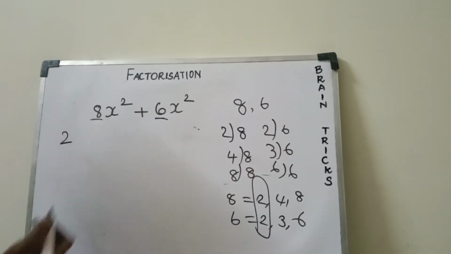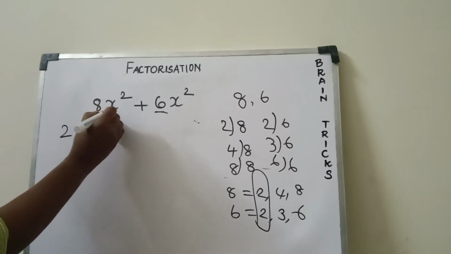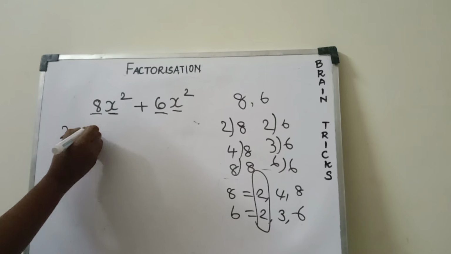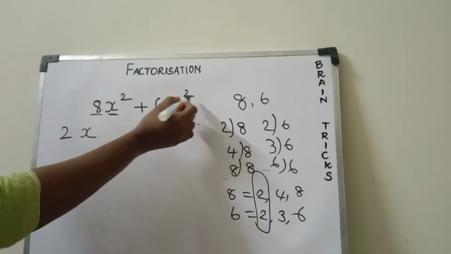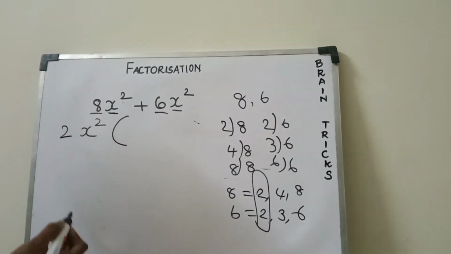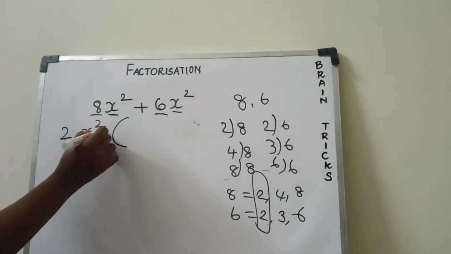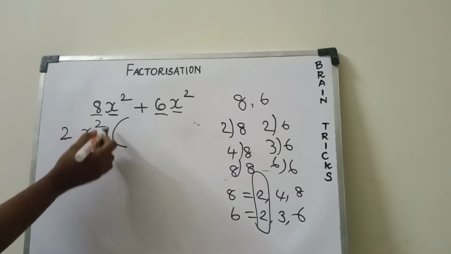I am taking 2 out. Next, move on to the variable. Both terms have the variable x, so I am just taking x out. Next, check the power. Here I have 2, here also I have 2, so I am just writing 2. Next, what number do I have to multiply with 2 to get 8? What number should I multiply with 2 to get 8?